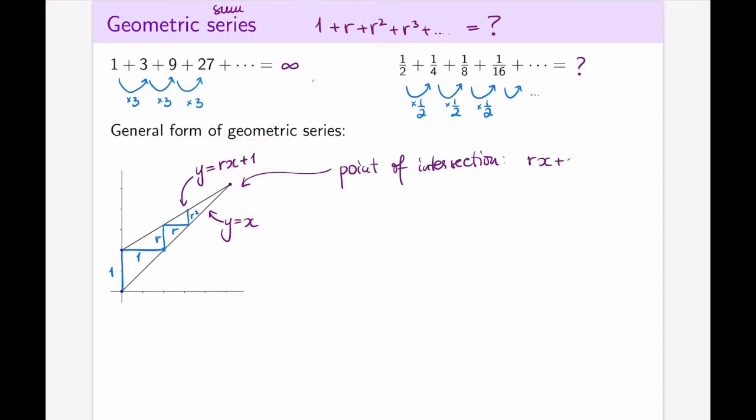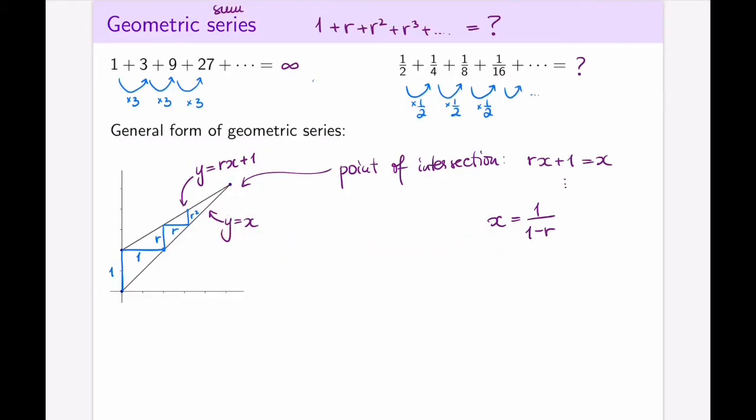So I have rx plus 1, which is my first line here, equals x, which is my second line here. If I solve this equation, I'm going to skip a few algebraic steps. What I'm going to find is that x is equal to 1 over 1 minus r, and then y, by extension, has to equal the exact same number because this point lies on the line y equals x. So whatever x is, the y coordinate has to be the same.